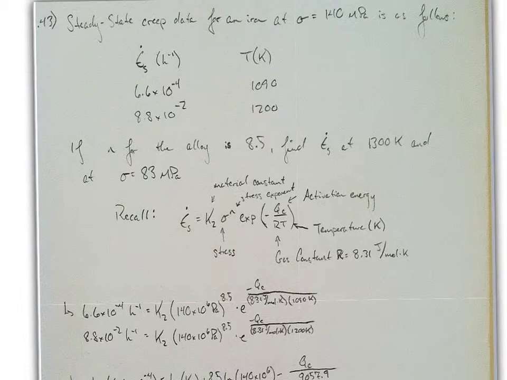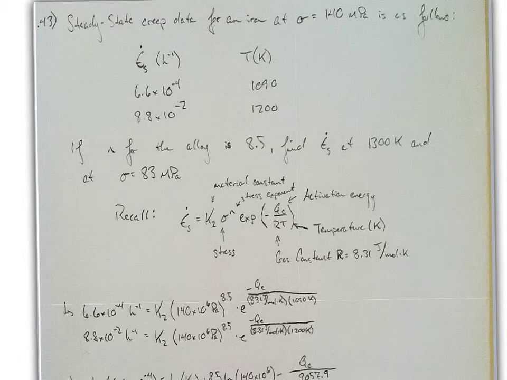So in order to use some of the concepts of creep, we can look at one of the homework problems that we actually did, which is 8.43 in the book. We're given some data for steady state creep at 140 megapascals, where in the first scenario, the steady state creep rate is 6.6 times 10 to the negative 4 per hour at a temperature of 1090 Kelvin. The second is 8.8 times 10 to the negative 2 per hour at 1200 Kelvin. And one of the material parameters mentioned before, N, is 8.5.